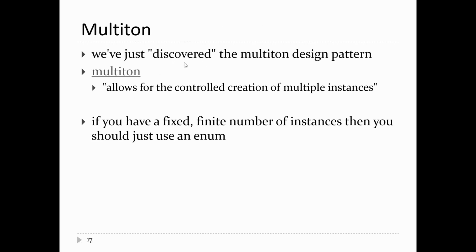So what we just did there, we've just rediscovered what's called the multiton design pattern. A multiton allows for the controlled creation of multiple instances, one instance per unique state. This makes sense for a class like Integer, because there are a lot of integers, 2 to the 32. If you have a small number of constants, a fixed finite number of constants that you know ahead of time, you should just use an enum. But in cases where you have something like an integer or a string, it makes sense to consider this pattern.